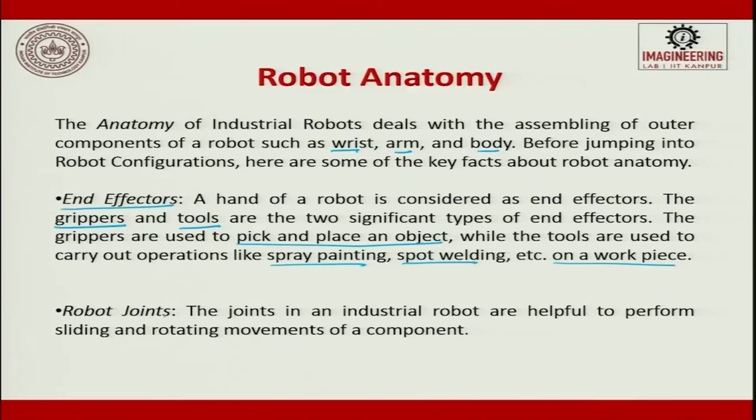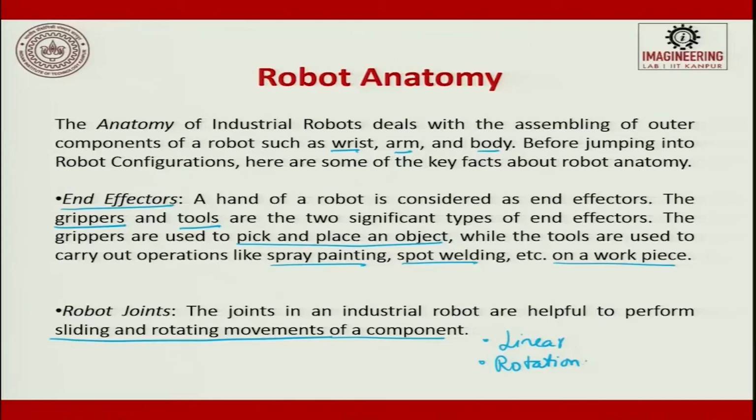What is robo joints? These are important anatomical terms which you have to understand. The joints in an industrial robo are helpful to perform sliding and rotating movement of a component. There are only two things, one is linear, the other one is rotational.